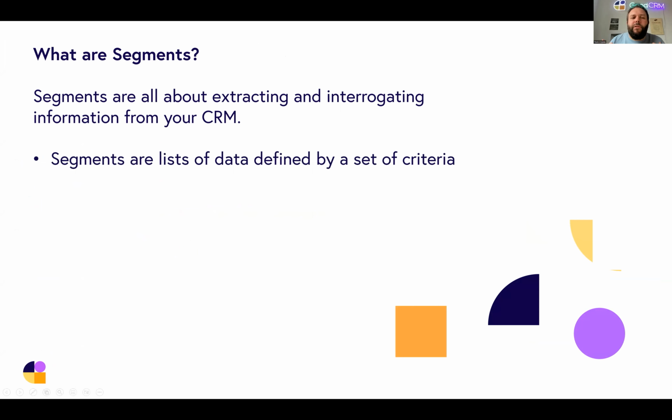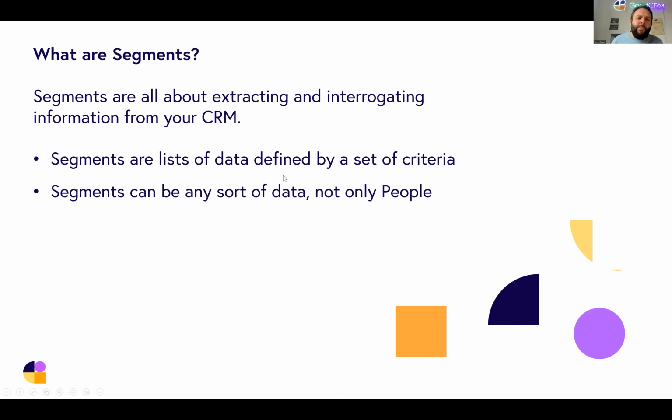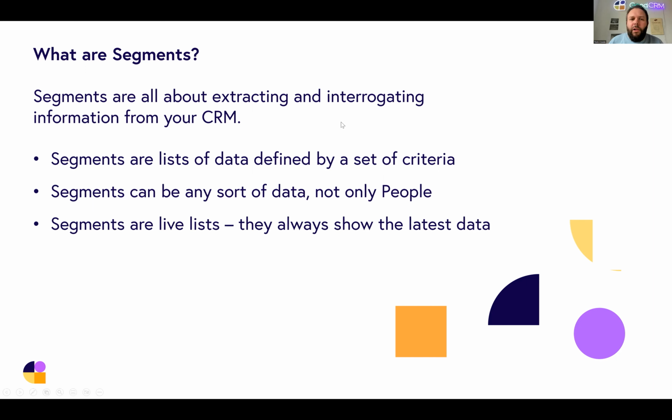Segments are basically just lists of data which are defined by a set of criteria. So a bit like an advanced search, we're going to put some criteria in, and it's going to give us a list in return. Segments can be any sort of data in your CRM. A lot of people associate segments with people, but it can be any type of data in your CRM, including event data, records, all kinds of things. And segments are live lists. In other words, we always see the latest data in a segment based on the criteria we've given.